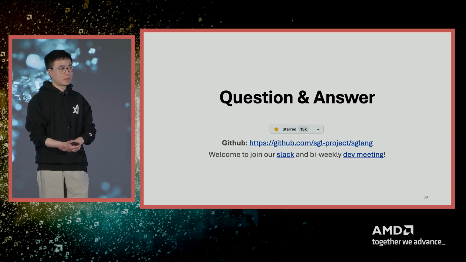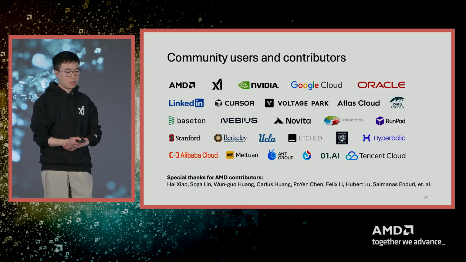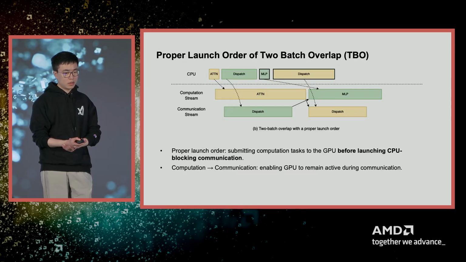Hi, Lianmin. I'm interested in your implementation of the two-batch overlap. As far as I know, there is also similar communication overhead in other parallelism strategies like TP that we need to reduce. So do you implement it, or do you plan to use two-batch overlap to hide the communication overhead of TP?